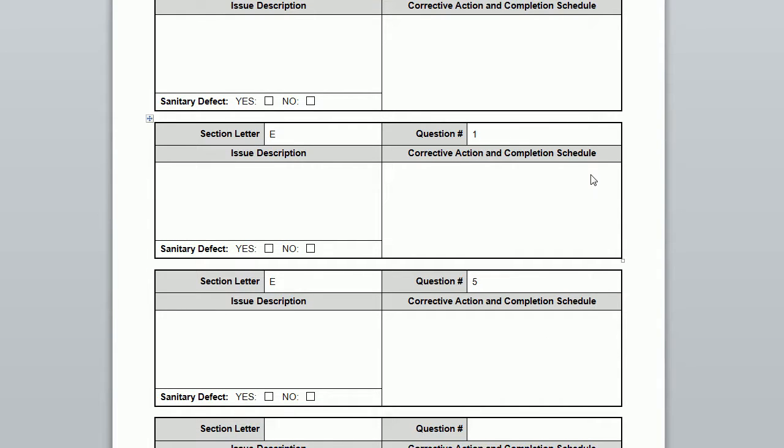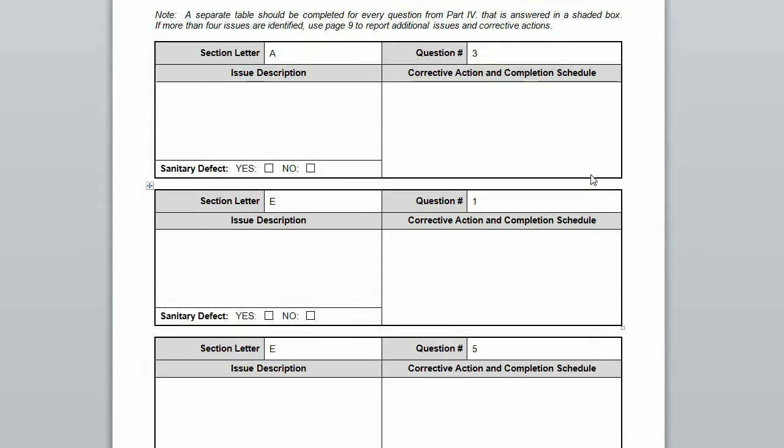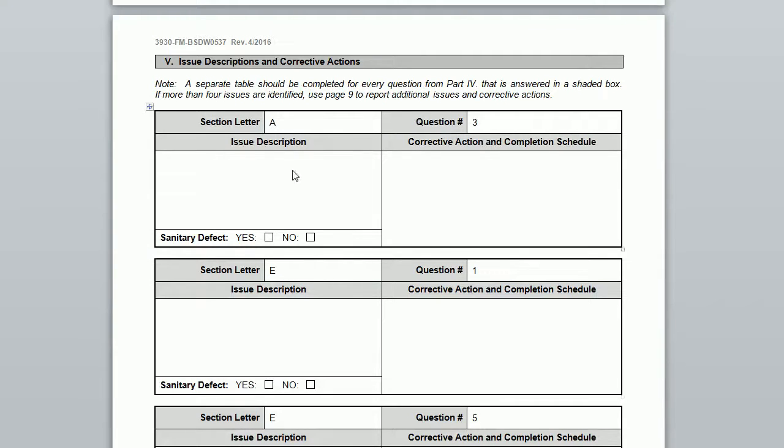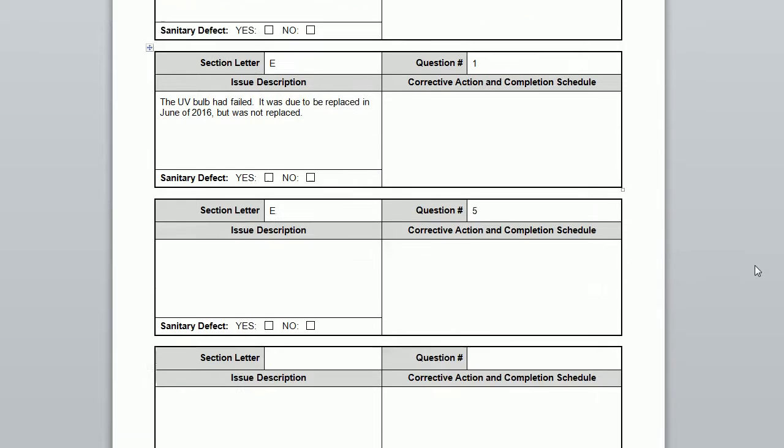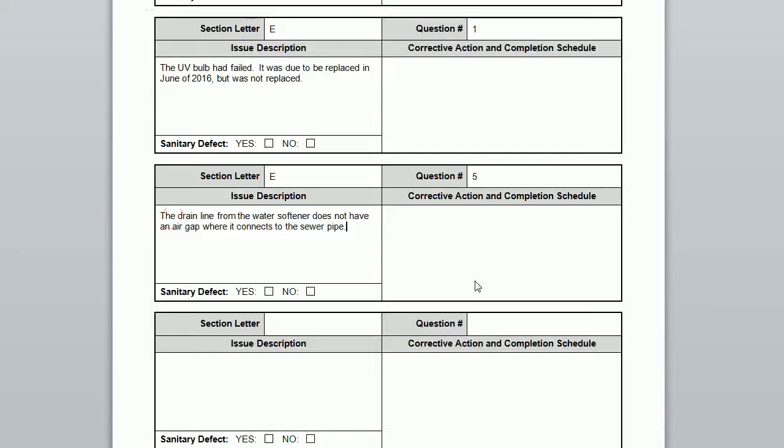Next, for each issue, we write a short description in the issue description column of the table. For example, for A3, we described here that the well does not have a proper sanitary seal. For E1, we explained that the UV bulb had failed. It was due to be replaced in June of 2016, but it was not replaced. For E5, we explained that there is not an air gap between the drain line and the sewer pipe.